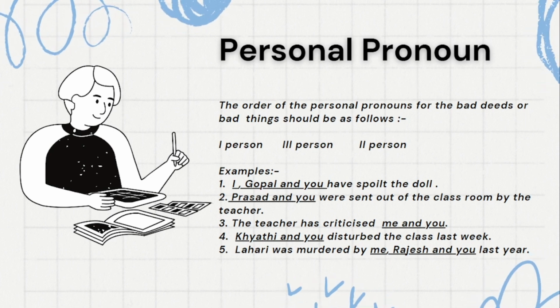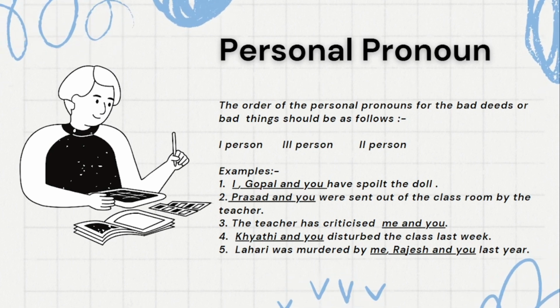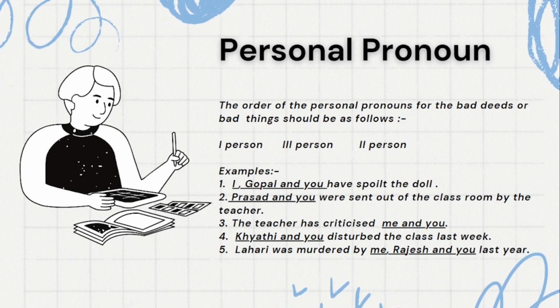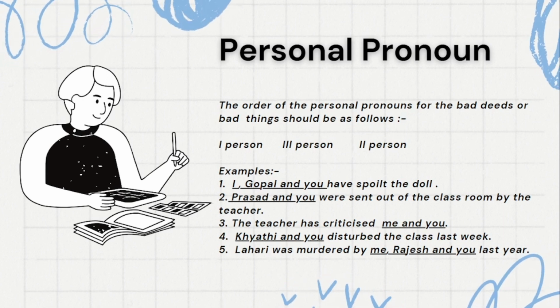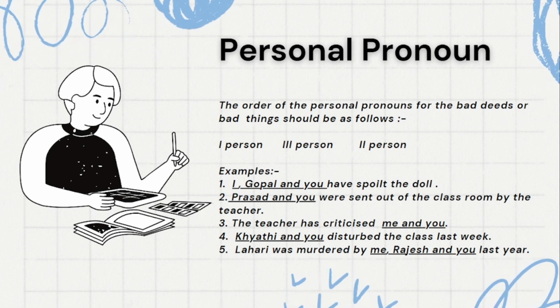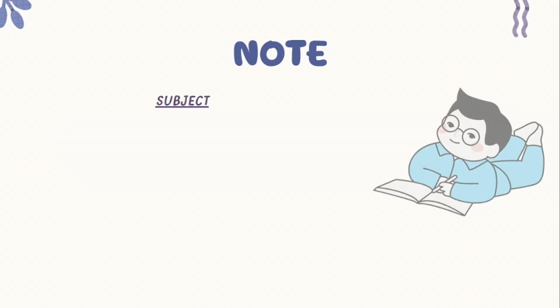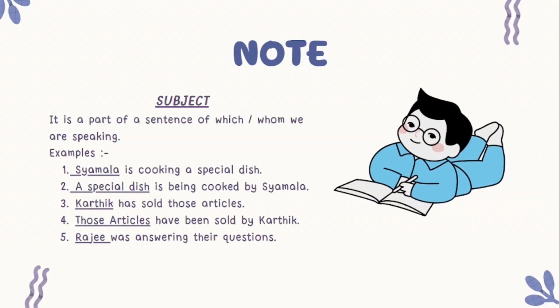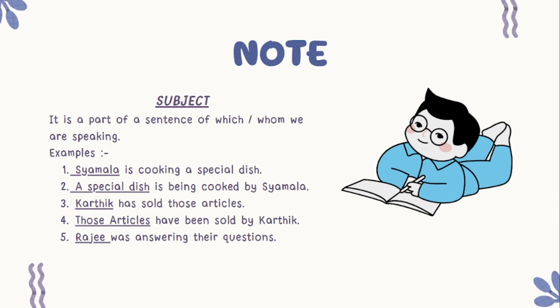Then the next pronoun is the reflexive pronoun. Before we discuss the reflexive pronoun, let me explain some needful things. See it. First one is subject. What is subject? Subject is a part of a sentence of which or whom we are speaking. Once again, subject is a part of a sentence, first one, and we are speaking of that part.